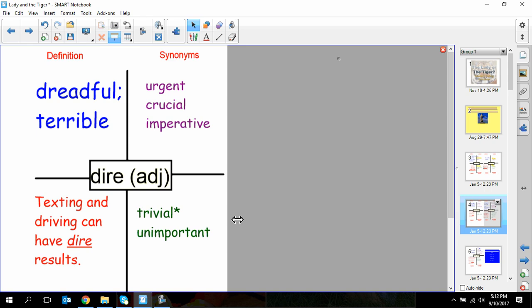Texting and driving can have dire results. Notice that dire is an adjective, so you're going to use it to describe a noun, okay? One of the words that I have that is the opposite of dire is the word trivial. So something like a trinket. My granddaughters wear beaded jewelry that I might think is trivial, but to them, it has value. So dire is something that is very crucial. It would be of dire consequences if I lost my wedding ring.